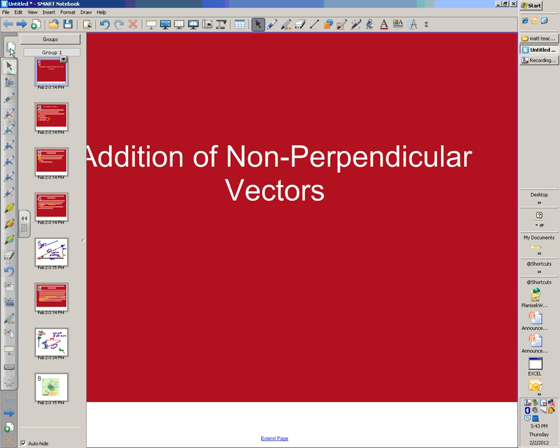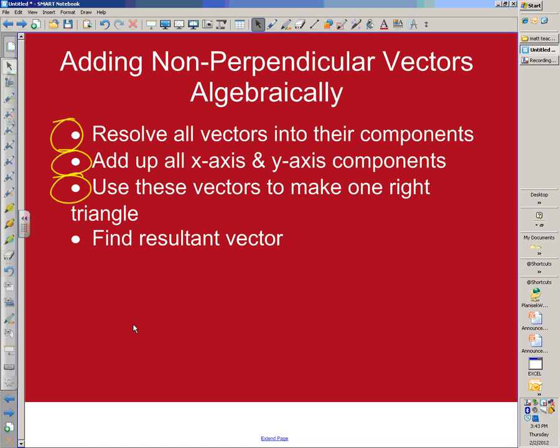Remember, 4 steps. First, resolve all the vectors into their components. That only applies, really, if we have something that's not already on the x-axis or the y-axis. Once you do that, add up all the x-axis and y-axis components. Once you've done that, use those to make one big right triangle. Now you've got a big right triangle, you can find your resultant vector. Make sure you're finding both magnitude and direction.